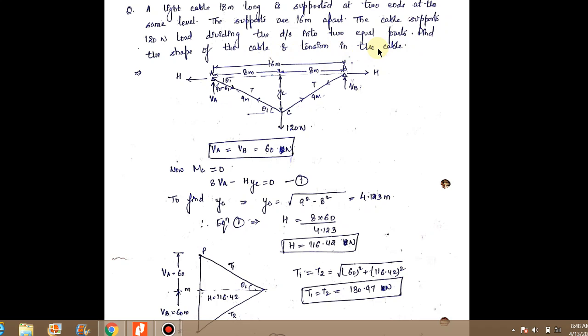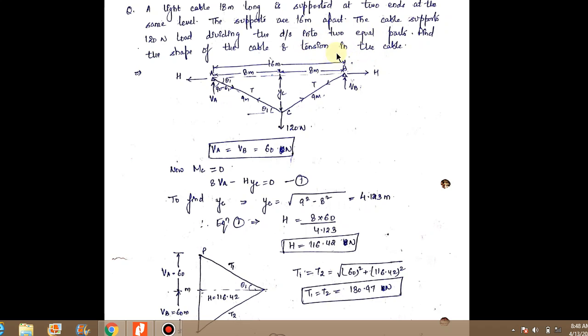See, one thing you have to remember, that whenever a point load acts on a cable, the profile of the cable is always a straight line. And if a UDL acts on a cable, the profile is a parabolic line. So in this question, 120 Newton is a point load. So when a point load acts on this cable, the profile will be a straight line, and the shape of the cable will be triangular. Now we have to find the tension in the cable.